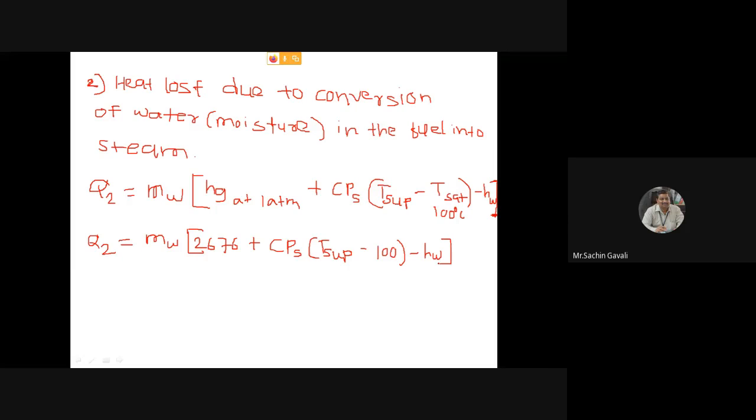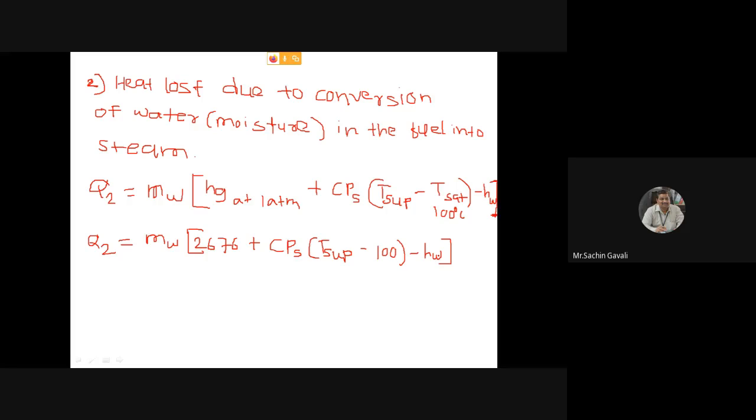What is the boiler room temperature? At the boiler room temperature, water will be available, and that is HW. HW is equal to hf at boiler room temperature. Now everybody got this? What is Q2? Heat loss due to conversion of water, moisture in the fuel, into steam. That steam is superheated. Therefore Q2 is equal to MW into bracket 2676 plus CPS into bracket T sup minus T sat, which at 1 atmosphere is 100, minus HW. You already got it? Written?